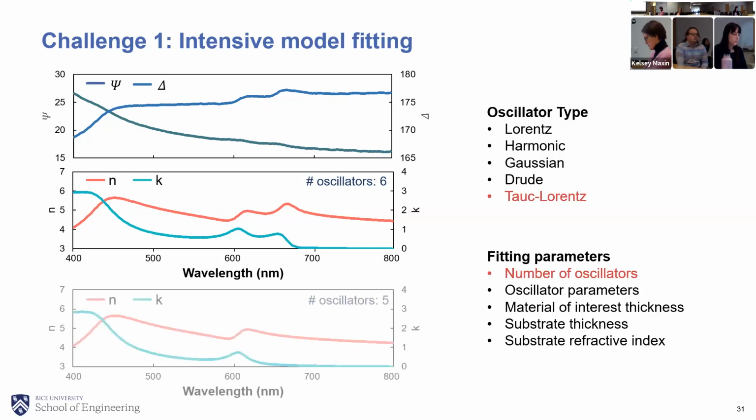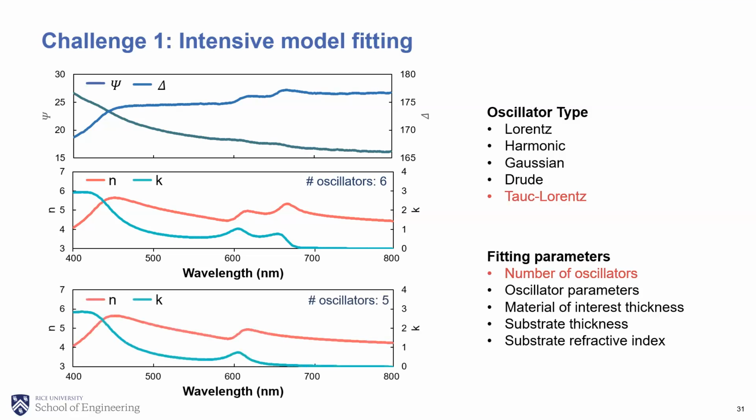And next slide. So now if I just change the oscillator number to 5, you can see the fitted N and K will be very different from the previous result. Next slide. And you can see there is a big feature that's missing for the N and K. So that's the first major challenge, the intensive model fitting.